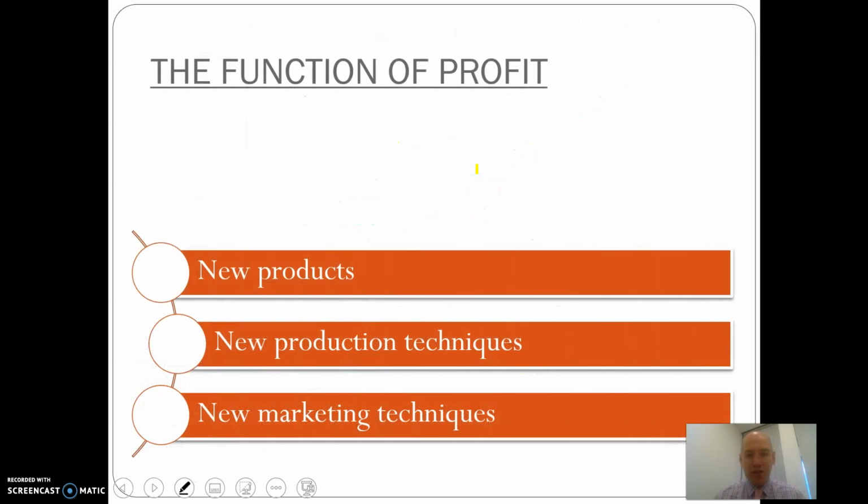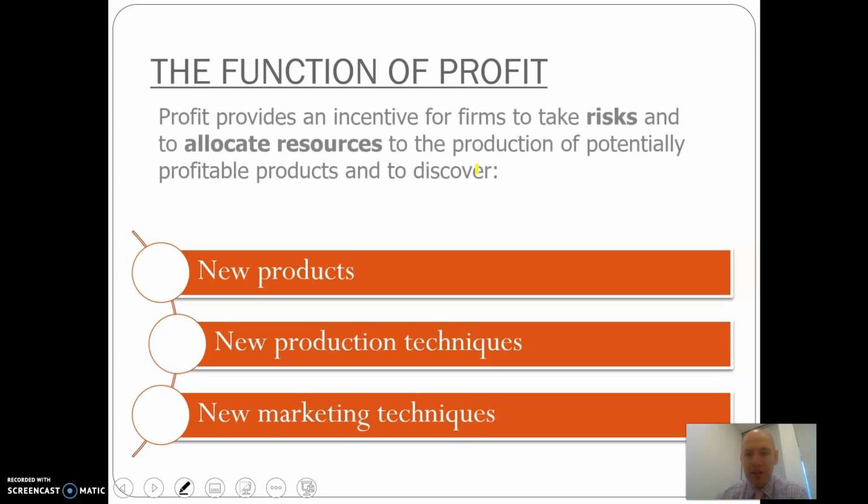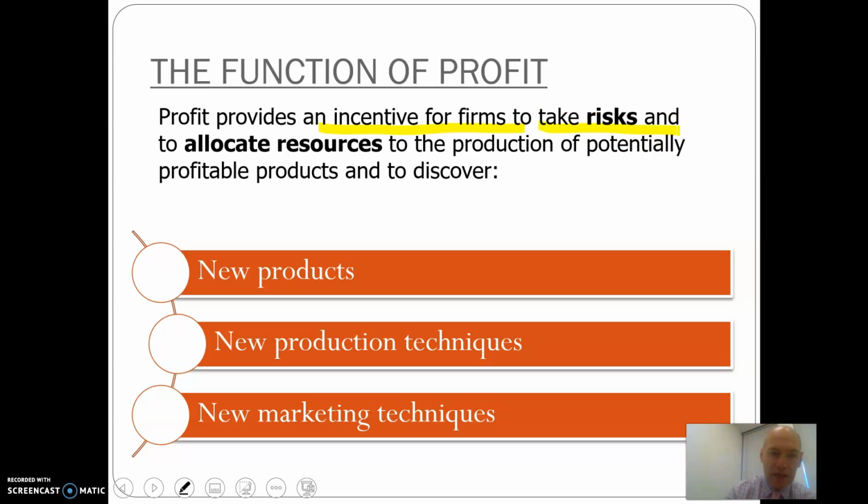Just to finish us off, in terms of the function of profit, what function does profit have in allocating resources? Well, it certainly gives firms an incentive to take risks because they want more profits. And what will they do to get more profits? First of all, they will come up with new products, new production techniques, and they will also put money into marketing in order to gain that profit. Very important.